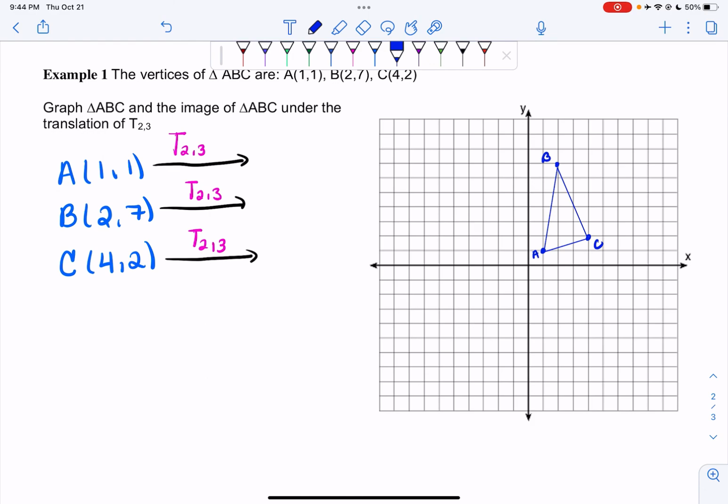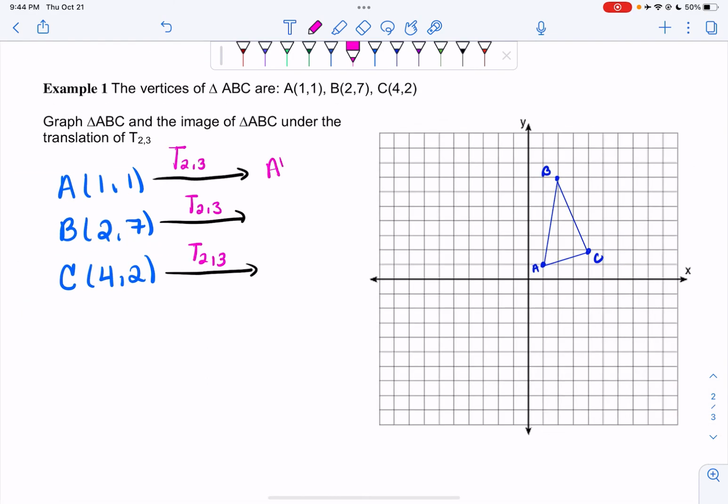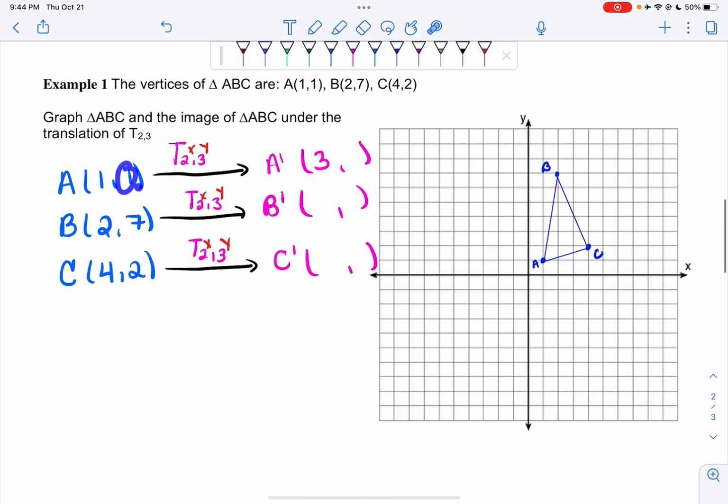Very good. Now I want to find out what A prime, B prime, and C prime are. And how I'm going to find them is I simply take my x value and add 2. So remember, if you want, just put an x here and a y there. That way you know that's what you're doing to your x's and y's. You're adding 2 and adding 3. So when I do this, I do 1 plus 2, which gives me a 3. And then I do 1 plus 3, which gives me a 4. So I'm going to be plotting (3, 4).